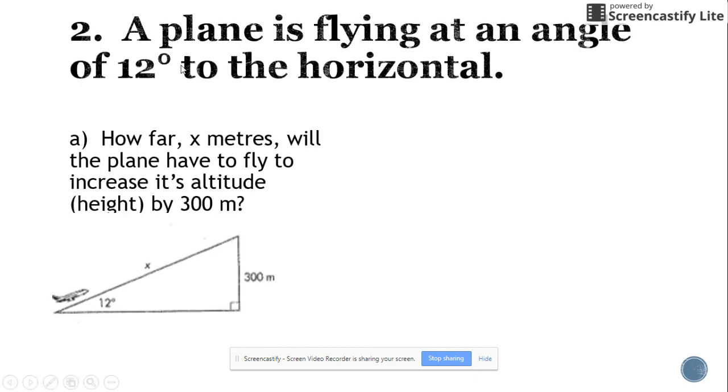Number 2, a plane is flying at an angle of 12 degrees to the horizontal. So 12 degrees there, you can see. How far in X meters will the plane have to fly to increase its altitude by 300 meters? So we know that that's 300. So we know we're looking at that, and we know that we've got the angle. How many meters does it have to go?